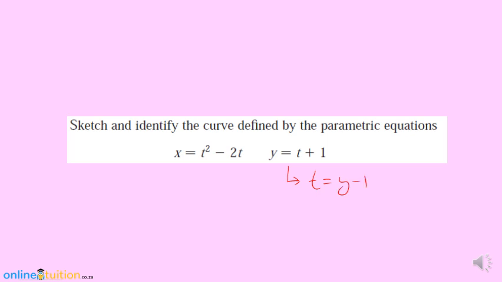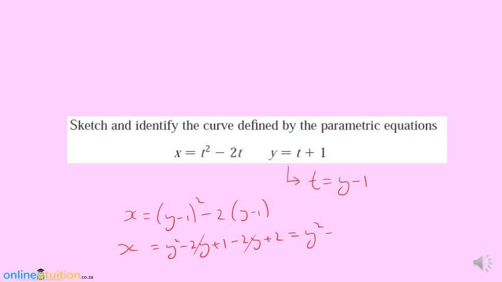What if we substitute that in there? So I'll get y minus 1 squared minus 2 times t, and t is y minus 1. Square that out very quickly: y squared minus 2y plus 1 minus 2y plus 2. And eventually what we get is x equal to y squared, minus 2y minus 2y is minus 4y, and 2 plus 1 is 3. You'd say, hey, that is quadratic in y, so that looks like a parabola. Interesting, yeah, it does look like a parabola.